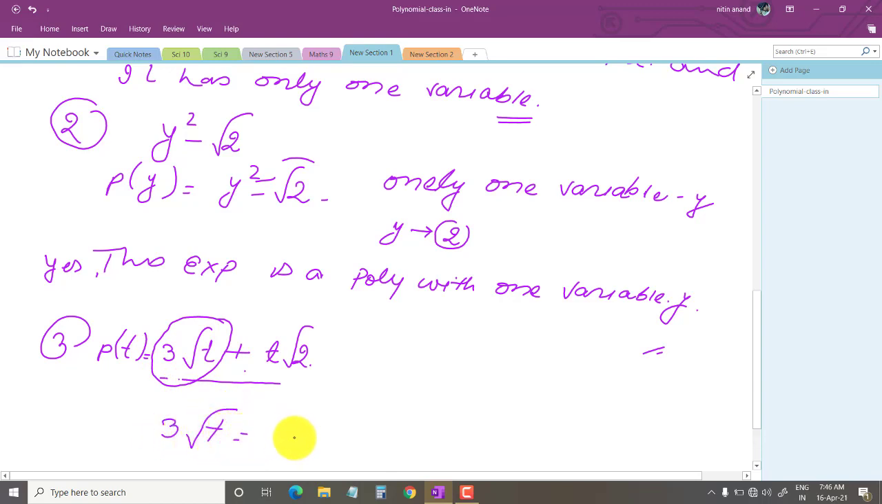We can write it as 3 into t to the power 1 by 2. See, this is 1 by 2. This is not an integer, it is a fractional value. For a polynomial, all the powers of the variable should be non-negative integers. But here the power of the first term is 1 by 2, so it will not be a polynomial.